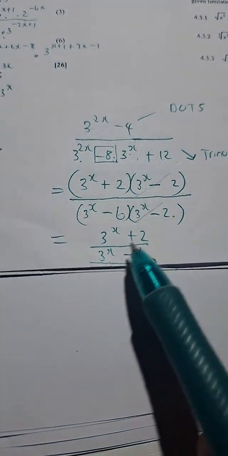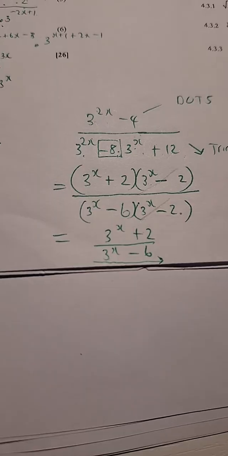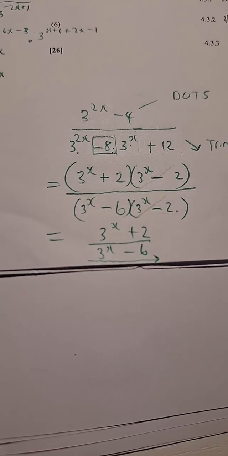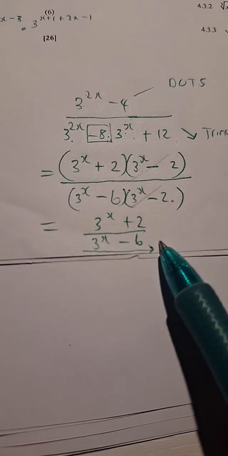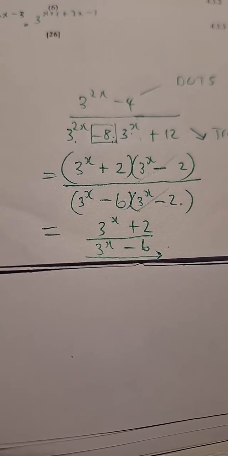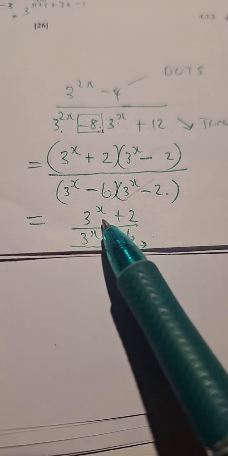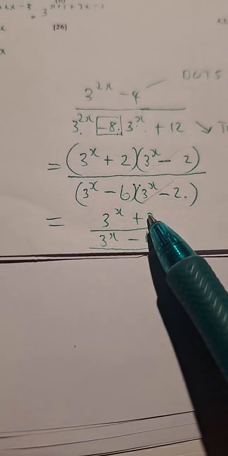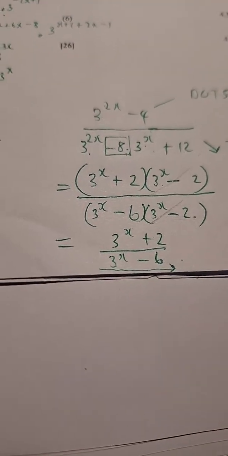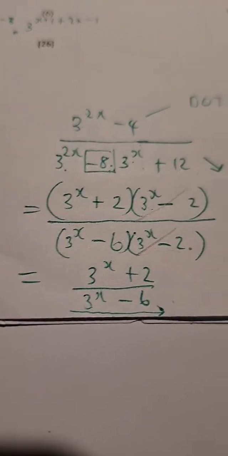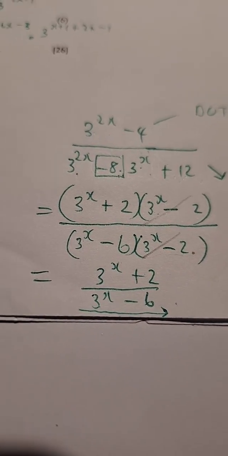This is like saying k plus 2 over k minus 6. Can you cancel k plus 2 over k minus 6? No, you can't. We do not cancel across an addition and subtraction sign. We can't cancel this and this because it's across an addition and a subtraction sign. We can only cancel with multiply and divide.